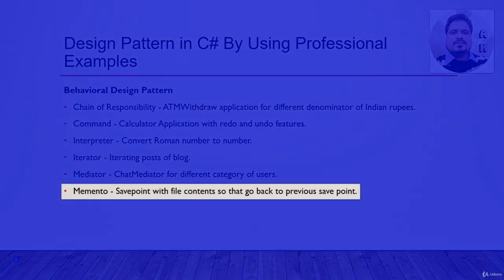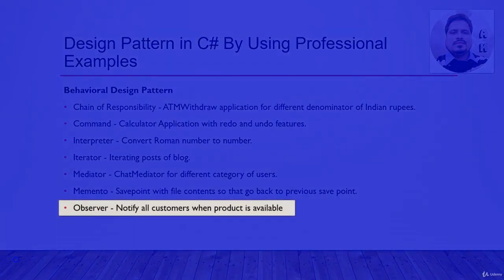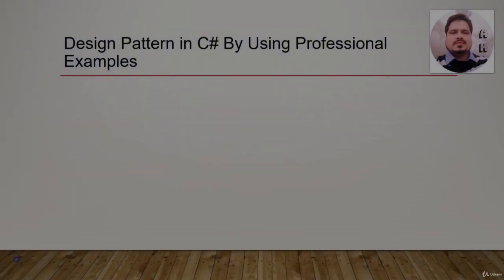Memento: in this pattern, we will create save points of the file contents so that you can go back to the previous save point at any time. Observer pattern: here we will notify all customers when a product is available.